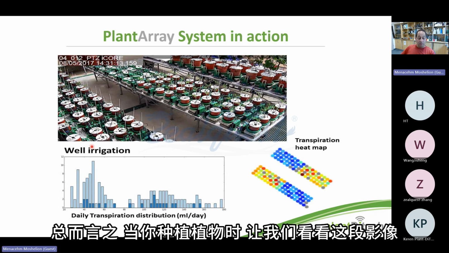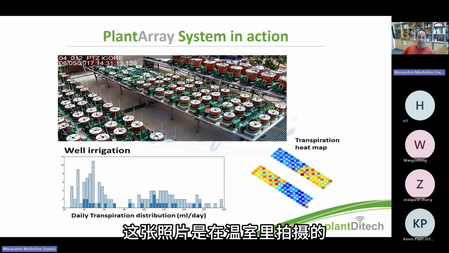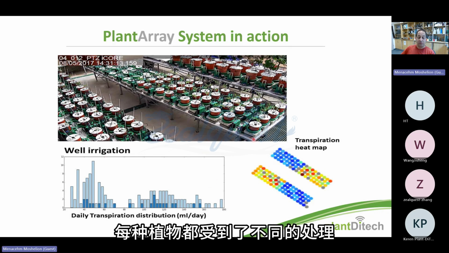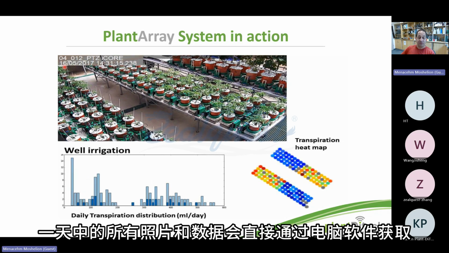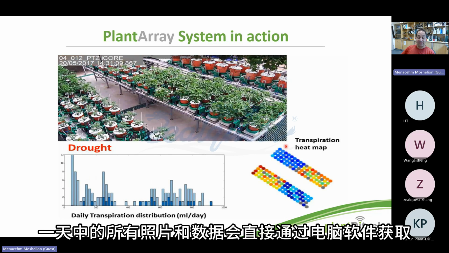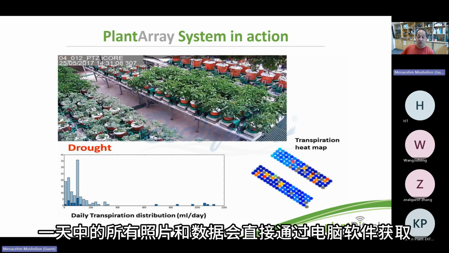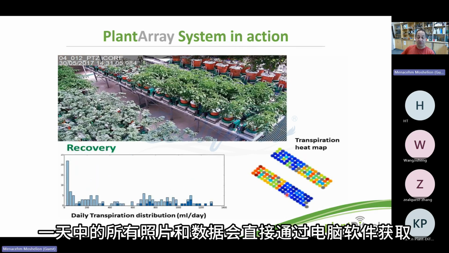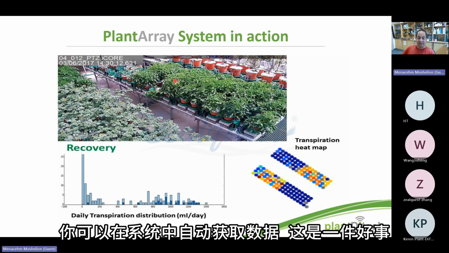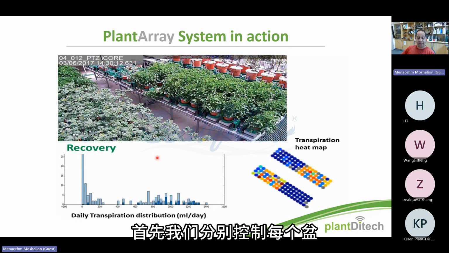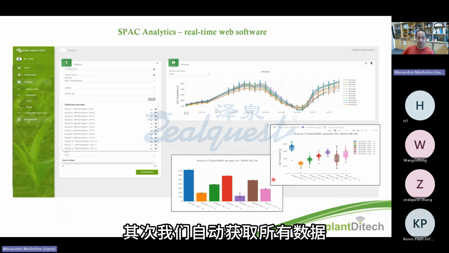All in all, when you grow your plants, let's look at this movie. This picture was taken in the greenhouse where each plant is getting a different treatment, and we get the data. You can see the plant growing every day. Each picture is one day, and all the data comes in clean, via the software directly to your computer. So the nice thing is that you can get the data automatically coming to your system. So first, we control each pot separately, and second, we get all the data automatically.